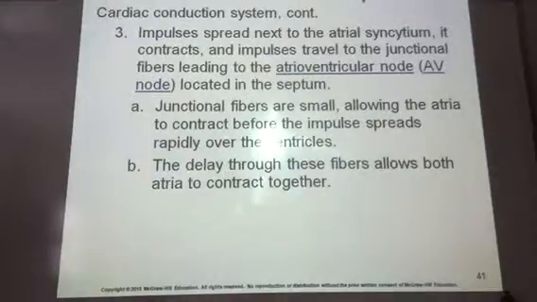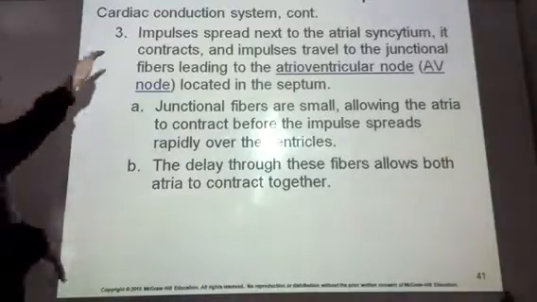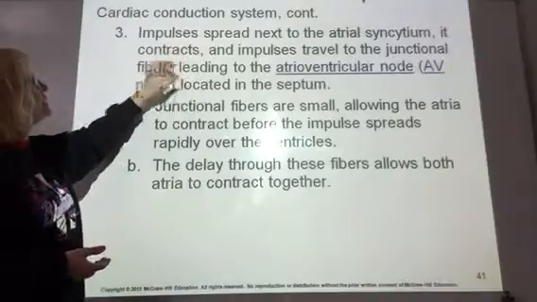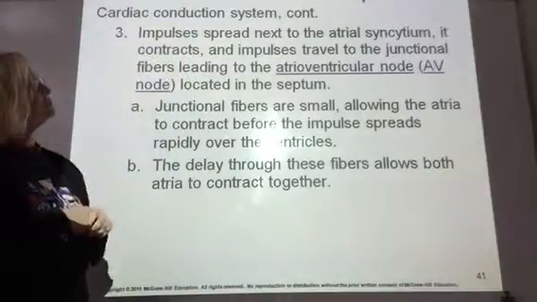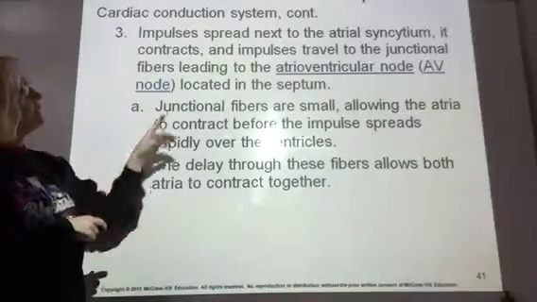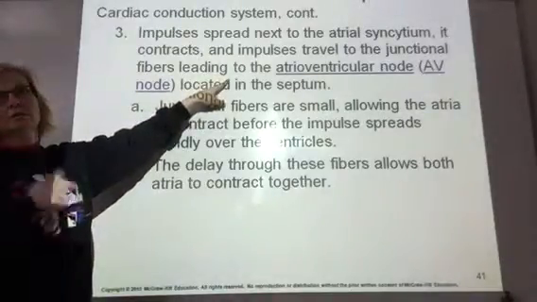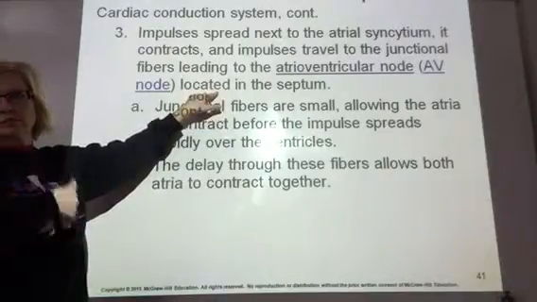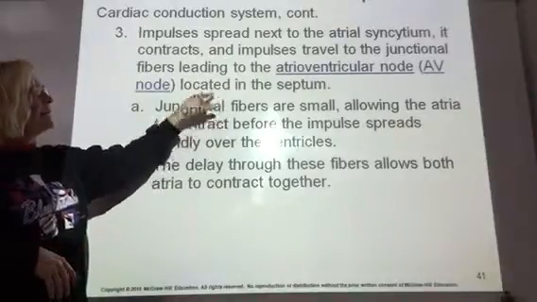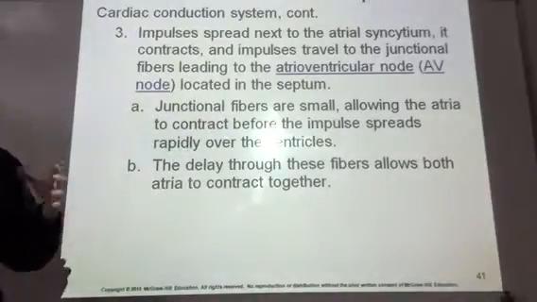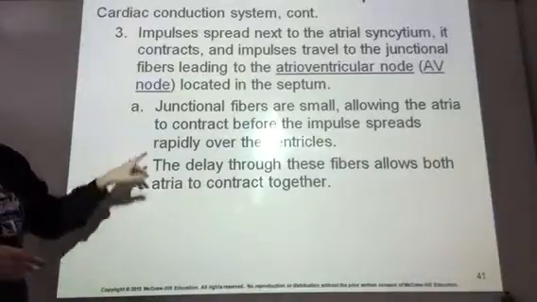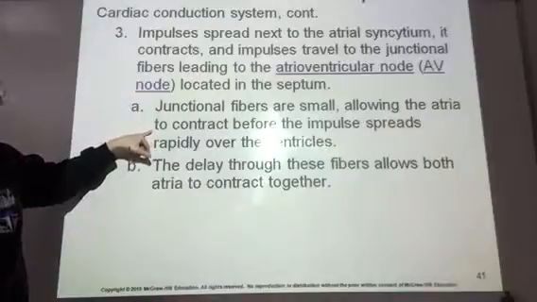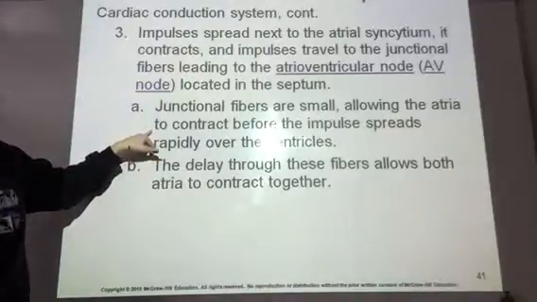So what happens, the SA node sends an impulse, and those impulses are going to go through the atrial syncytium, which are your muscle fibers, and it's going to contract the atrium. Those are going to travel down, and then there's an AV node, which is the second spot, and it's located in the septum, or the center of your heart, and that's going to then send the impulse to your ventricles to contract. So these fibers are very small. They allow the atria to contract before that impulse goes to the ventricles.